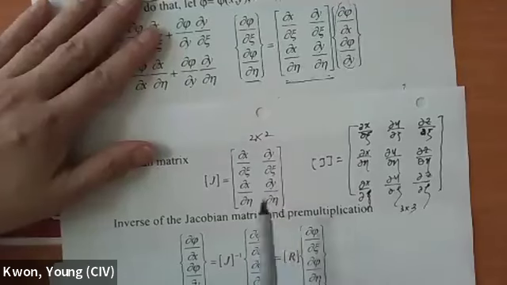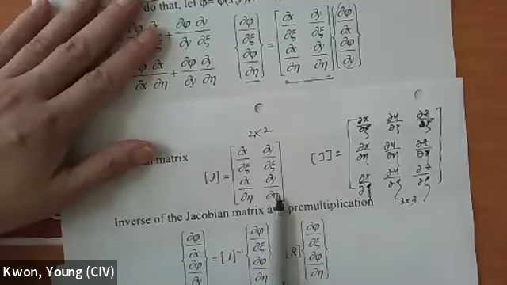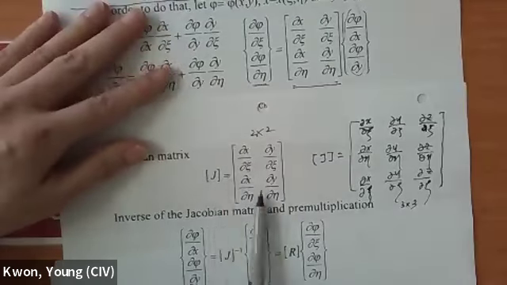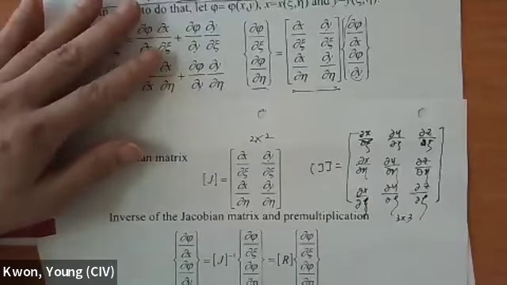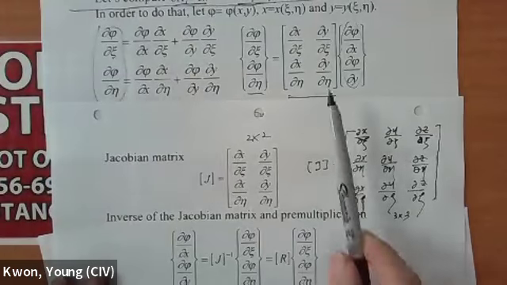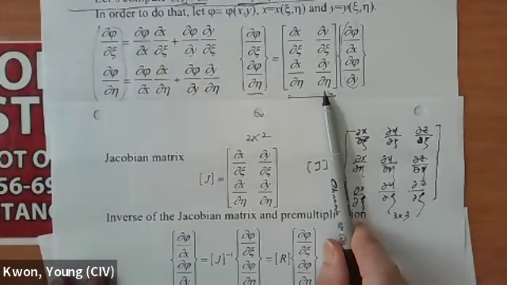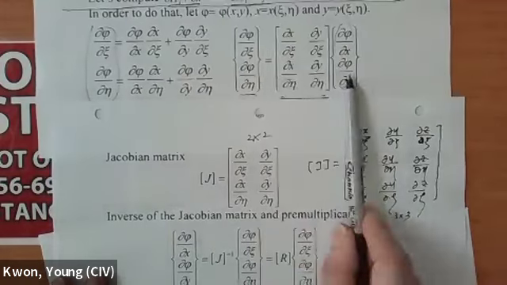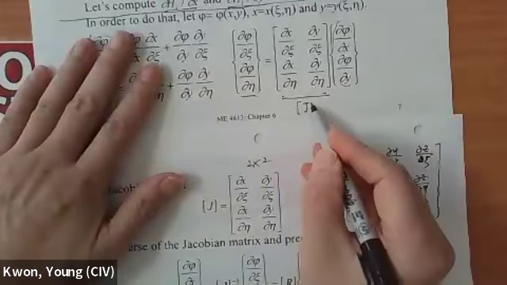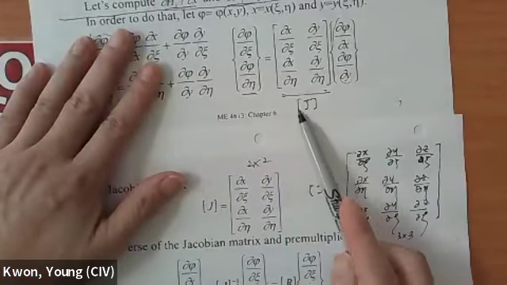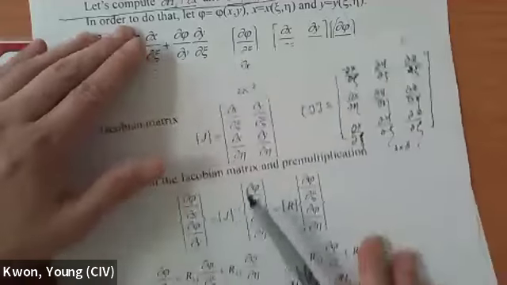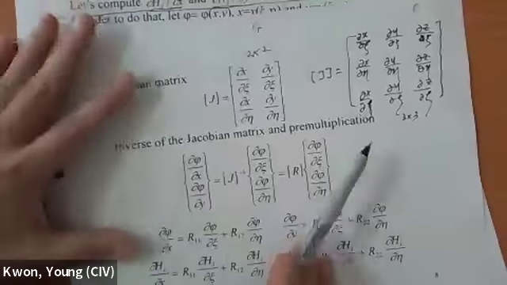In some math books, they define the Jacobian matrix as the transpose of this one, but in the finite element technique, we define this as the Jacobian. So it's a little bit different way of saying which is the Jacobian. So this is the Jacobian matrix, and this equation is written with the Jacobian matrix in here. If you invert the Jacobian matrix and pre-multiply both sides, then you get this.